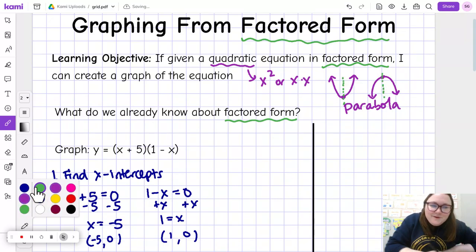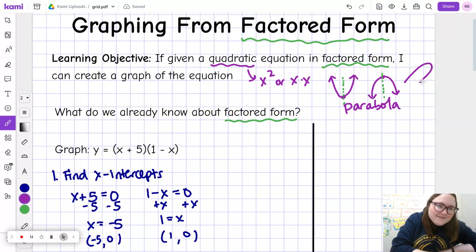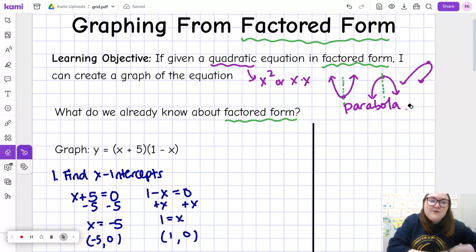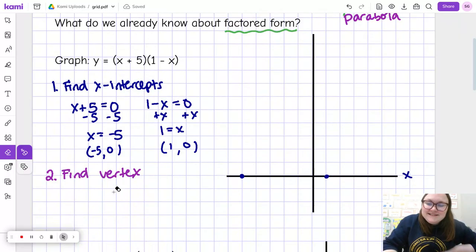We don't have parabolas that look something like this, right? Where that vertex is off to the side. It's always in the middle of the parabola. So what that means for my vertex is the vertex is going to be in the middle of our x-intercepts. My vertex is going to be somewhere right here in the middle of -5 and 1.